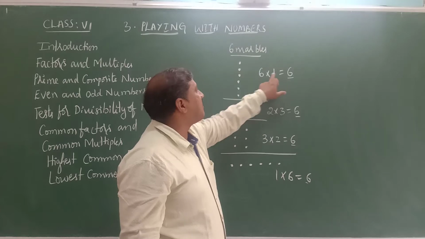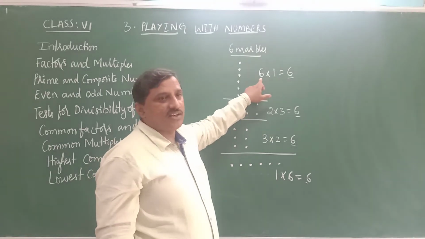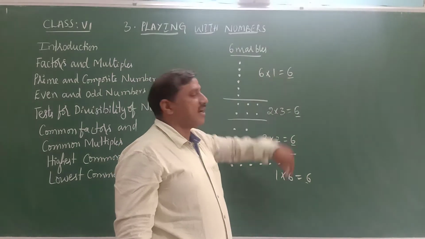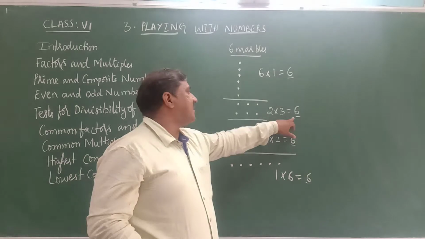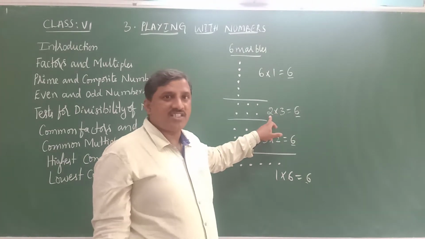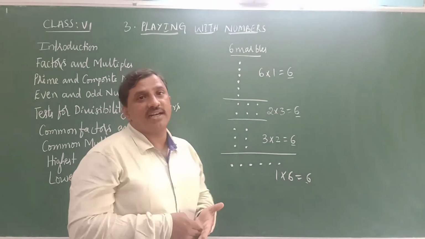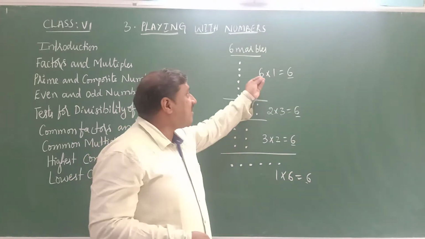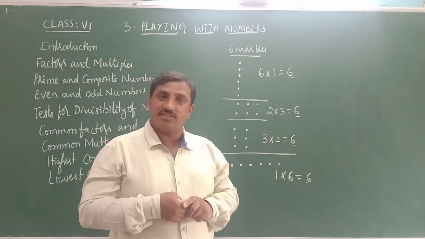If you divide 6 by 6, it is divisible, 6 ones are 6, we will get remainder 0. If you divide 6 by 1, 1 6 are 6, we will get remainder 0. If you divide 6 by 2, 2 3s are 6, 6 minus 6 is 0, we will get remainder 0. 3 2s are 6, we get remainder 0. So these are the divisors and they are leaving the remainder as 0.